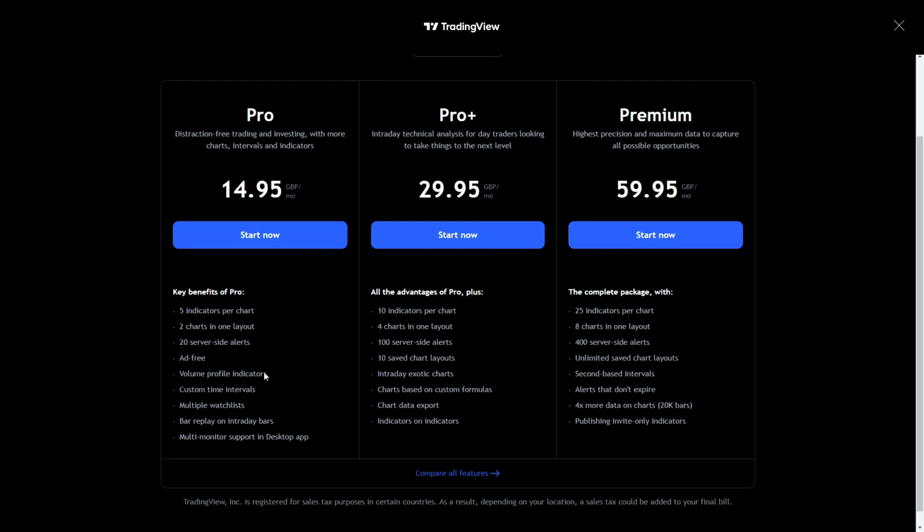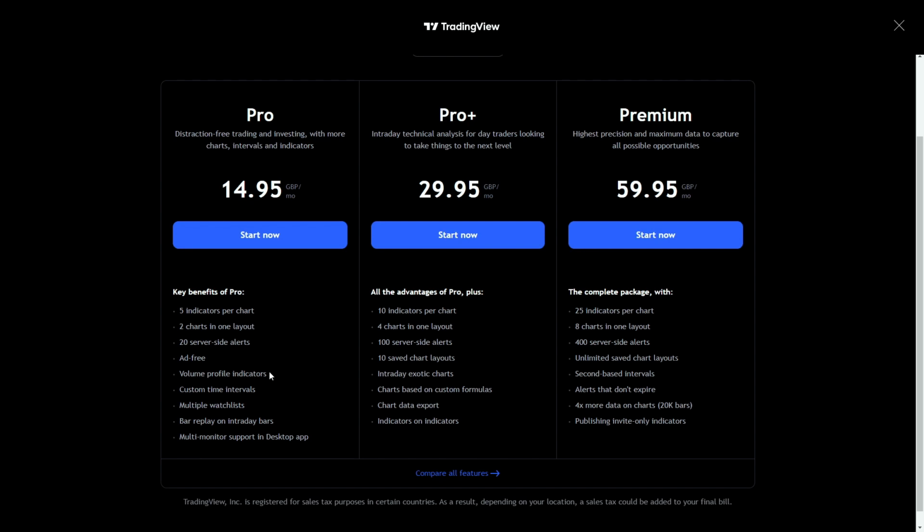Same with the volume profile indicator. Some traders will swear by this, and I can understand why they lock it behind the Pro. It's probably one of the most popular reasons people sign up to this plan, but depending on the style of trading you're doing, you may not need that. You may not need the volume profile indicator. A nice thing to have.